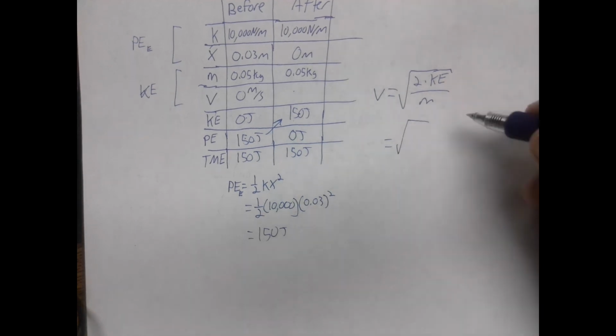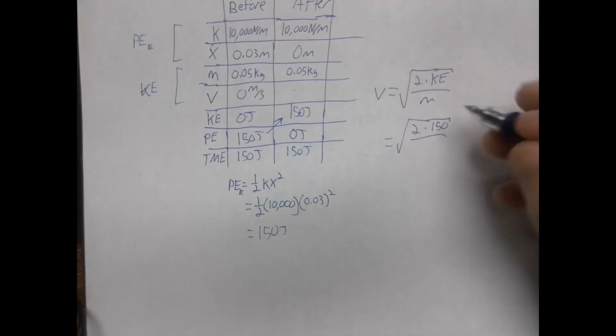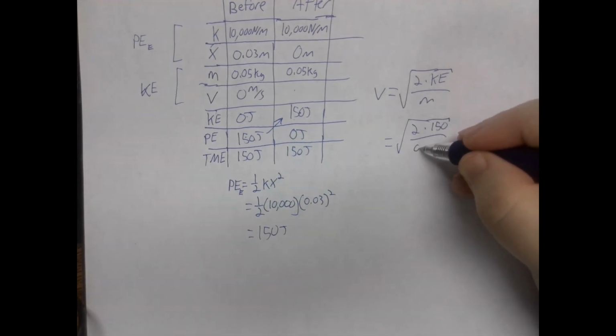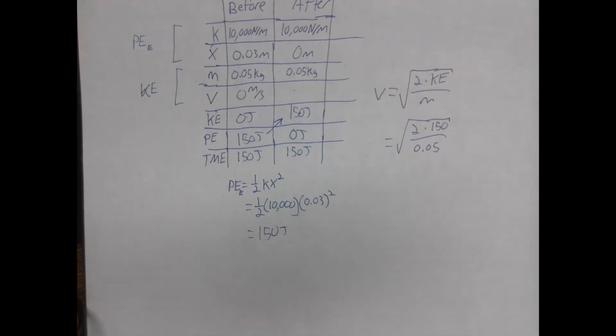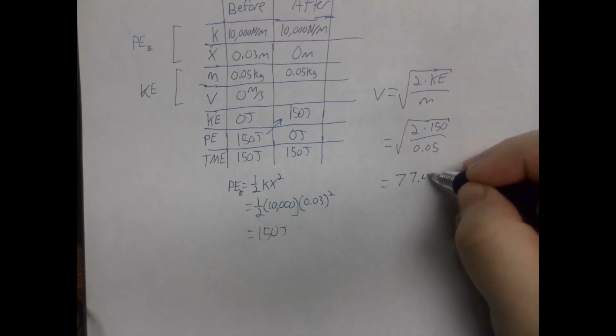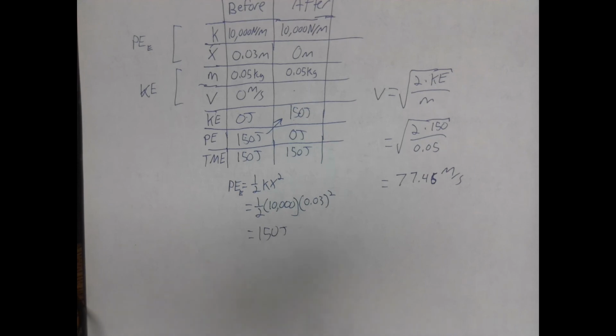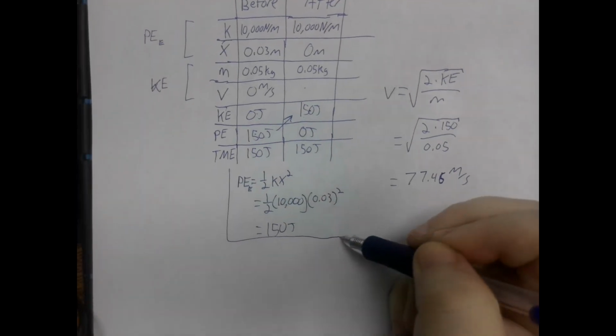So the potential energy is converted into kinetic energy, which would be 2 times 150, divided by the mass. The mass is 0.05. This marble is going to be going at crazy speeds. About 77.46 meters per second.